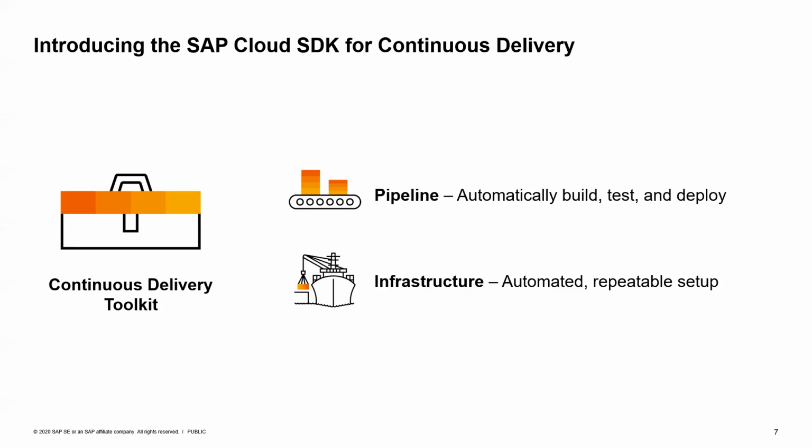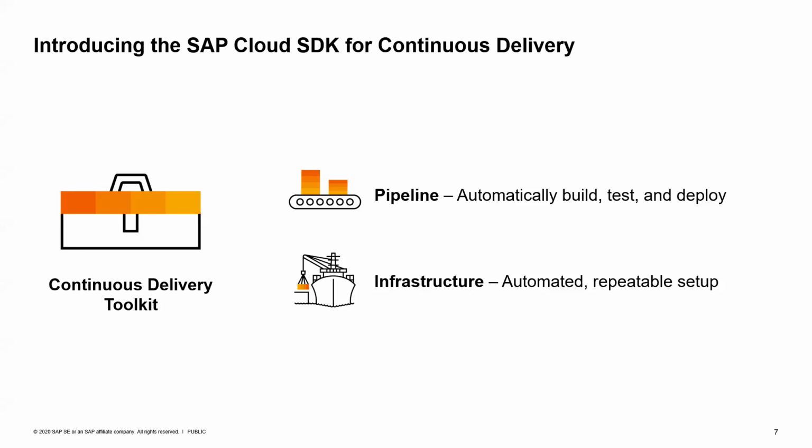So the first component is the Cloud SDK pipeline, which is basically an automated sequence of steps that is applied to the application whenever there are changes to it. And a simple pipeline might, for example, compile your application to ensure it's syntactically correct, run tests to verify its behavior, and deploy it to SAP Cloud Platform if all the checks are passed.